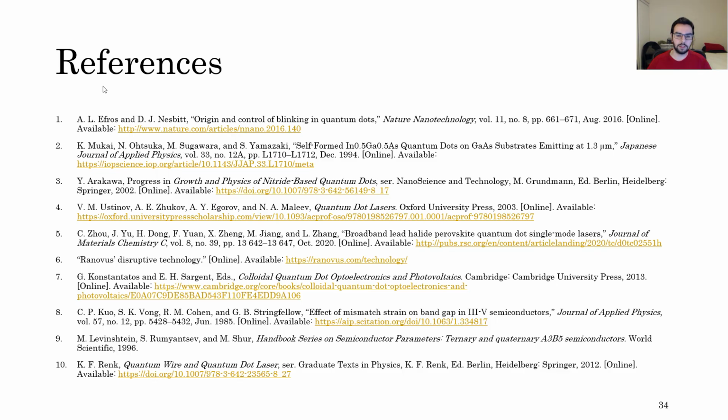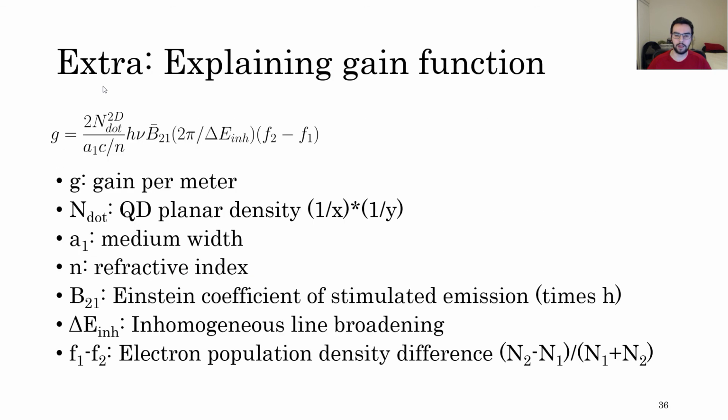Now I will proceed to explaining this gain function. So the gain function actually makes use of this gain per meter as its main parameter, and then it depends on the quantum dot planar density, the active medium width, refractive index, the Einstein coefficient of stimulated emission, the inhomogeneous line broadening, which I mentioned I used 5% for, and the electron population density difference.